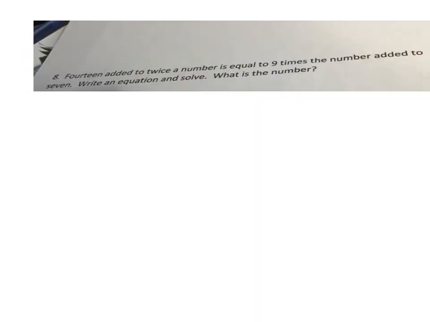Okay, last one. Number 8. 14 added to twice a number is equal to 9 times the number added to 7. Write an equation and solve. What is the number? All right. So to me, this isn't a story problem. This is just a bunch of words. So we're trying to find a number. So what I'm going to do is let n be my variable. It's going to be my number.